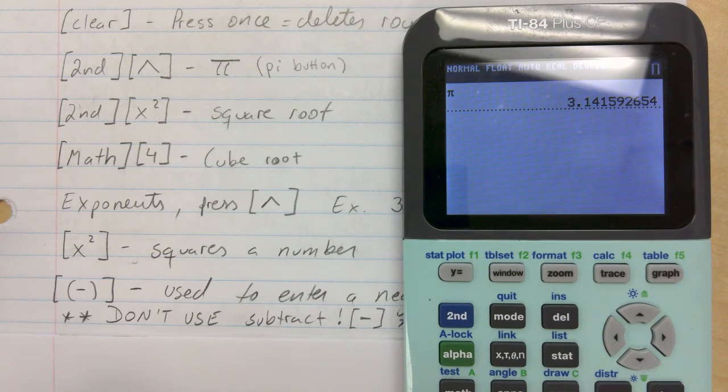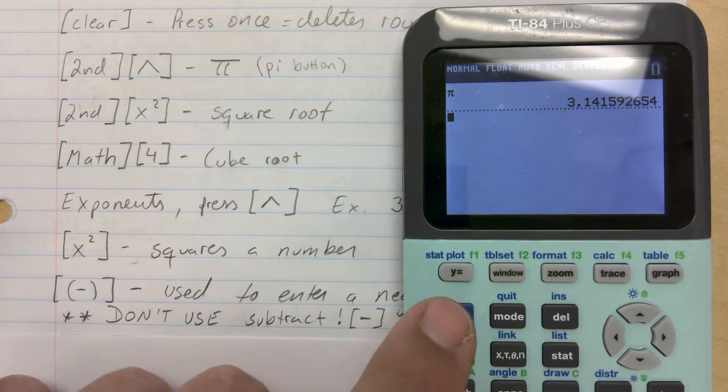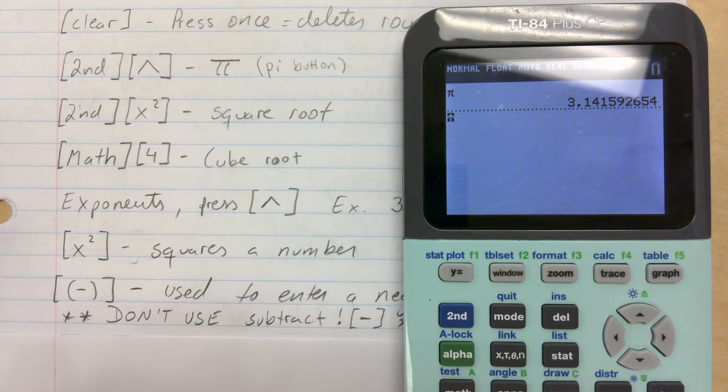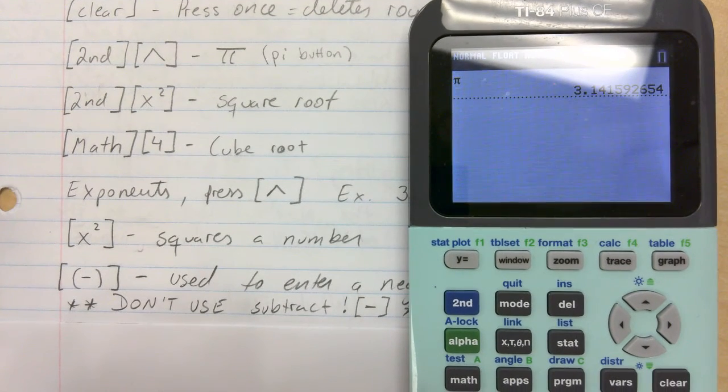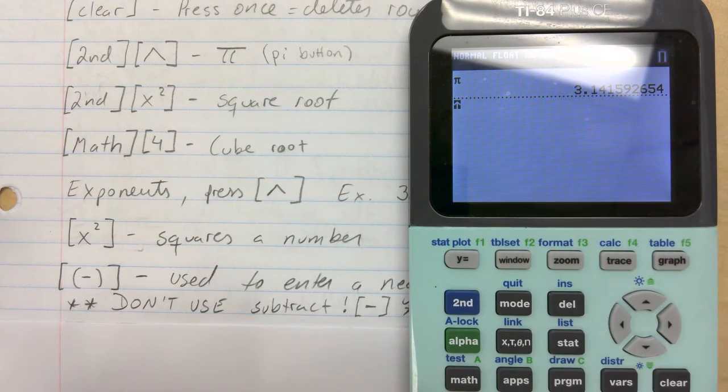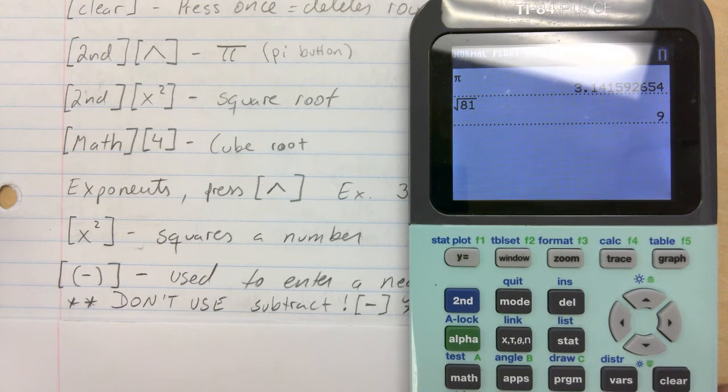If you want the square root, you go second. You would think a calculator would have the square root readily available, but no, they make you hit second. Second is basically like your shift button. Then you see the square root and you can type in square root of 81 or whatever, hit enter, and you get 9. Cube root, there is no cube root anywhere on the screen.